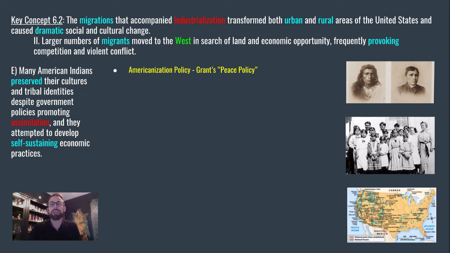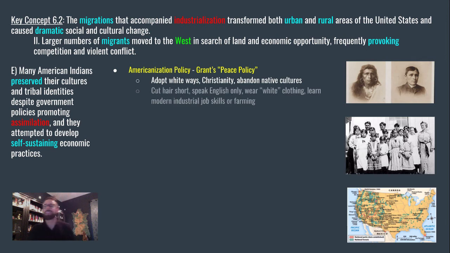So one was called the Americanization policy. It was also called Grant's Peace Policy. Now, Grant's Peace Policy was going on when Ulysses S. Grant was president in the late 1860s through the 1870s. And here's what this policy was. They had to adopt white ways, convert to Christianity, and abandon everything to do with their native cultures. So this might include things like cutting their hair short, even though having long hair was traditionally part of Native American traditions. Only speak English so that they would forget their language and then in the process forget part of their culture.